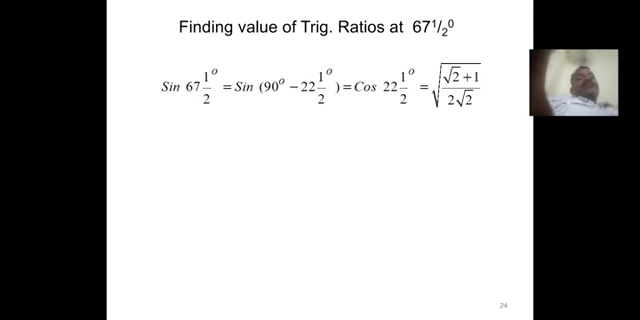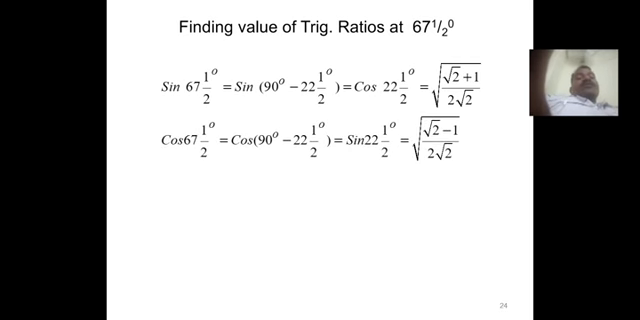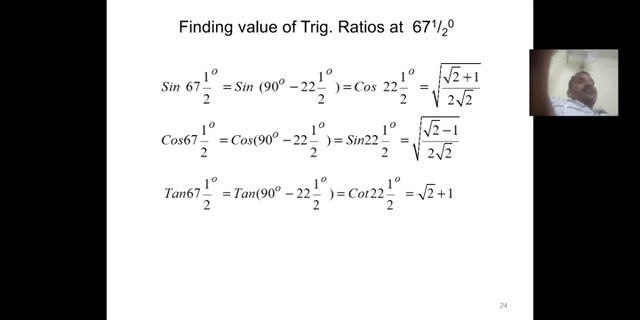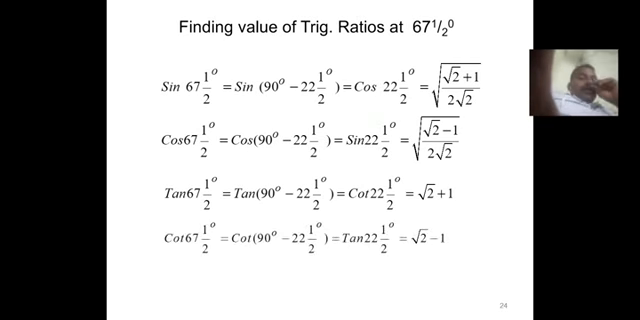Sine of 67 and a half is sine of 90 minus 67 and a half, that is cos 22 and a half, that is square root of root 2 plus 1 by 2 root 2. Similarly, cos 67 and a half is sine 22 and a half, that is square root of root 2 minus 1 by 2 root 2. Tan 67 and a half is cot 22 and a half, root 2 plus 1. Cot 67 and a half is tan 22 and a half, that is root 2 minus 1.